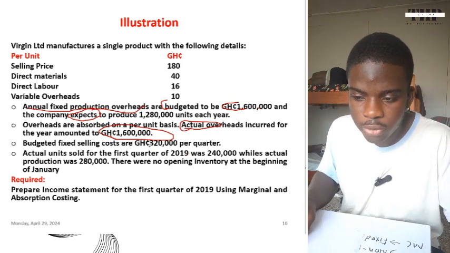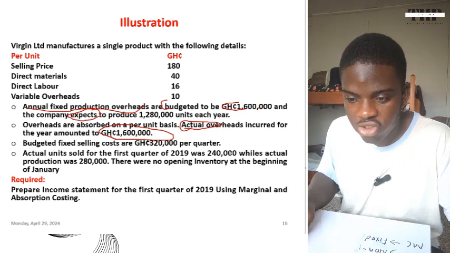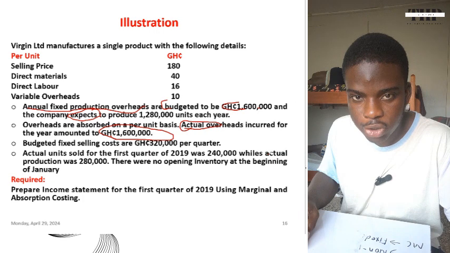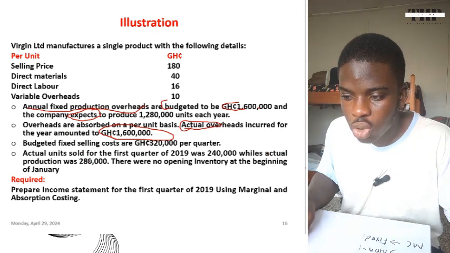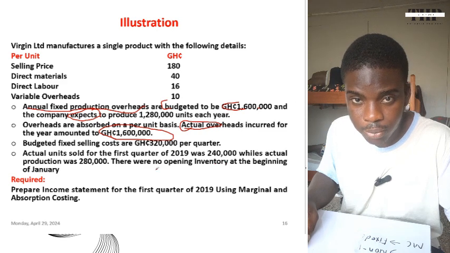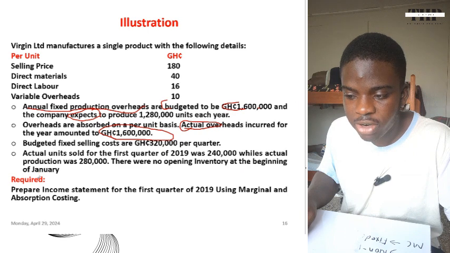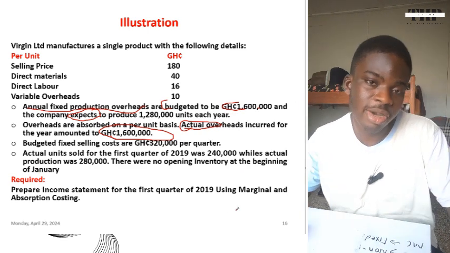Now, actual units sold for the first quarter of 2019 was 240,000 units. The actual production was what? 280,000 units. There was no opening inventory at the beginning of January. Now, prepare the income statement for the first quarter using marginal and absorption cost.